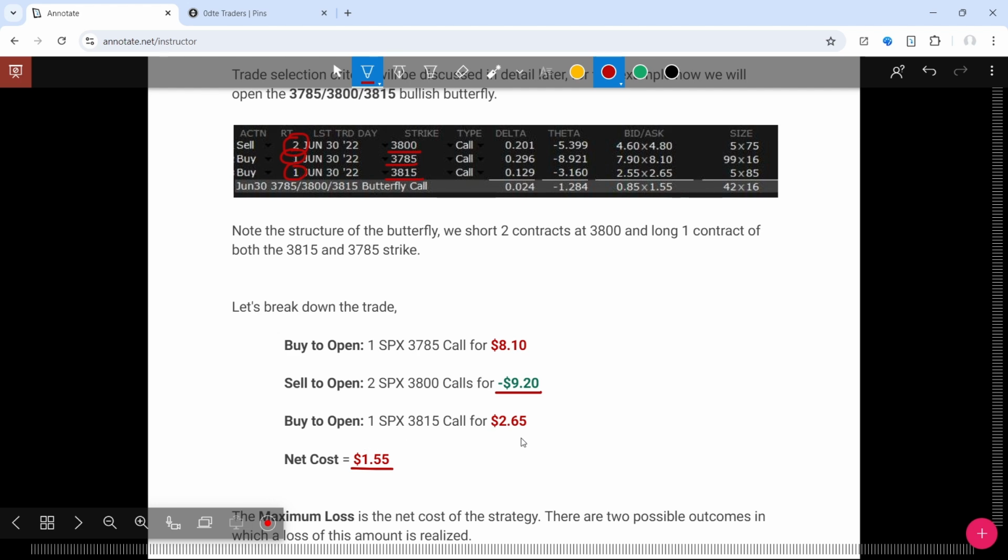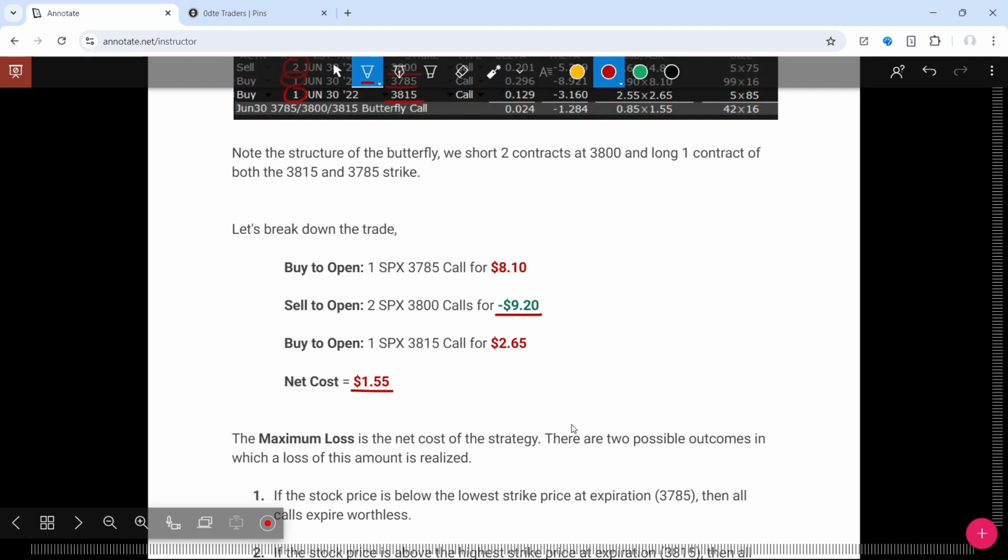It's always going to be a fixed risk strategy. So in this case, just like any option strategy that is a debit, that is generally your maximum loss. If we have a net cost, once we net everything out, of 1.55 times 100, of course, the max loss is going to be $155.